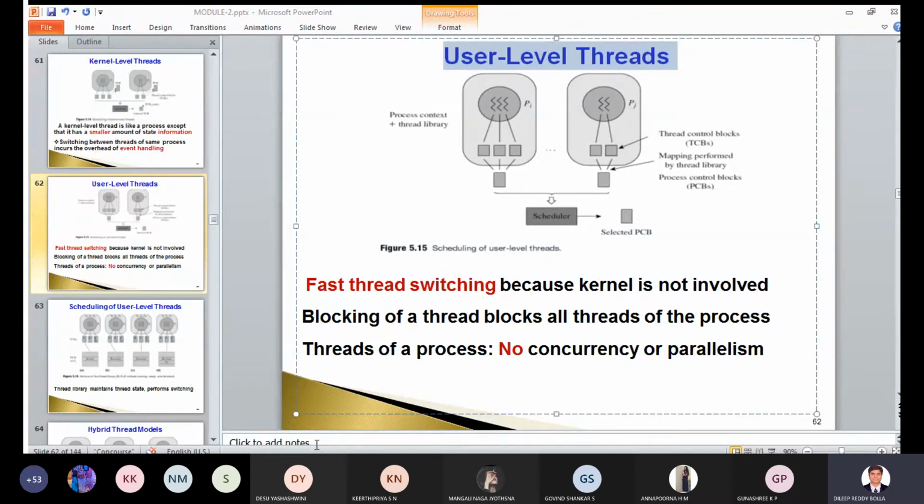But that is not the case for you. There is no kernel involved. The kernel is like the parent. There is no parent involved. You are only taking the access, and you are only coming out of that. So that's what user level threads also will do.